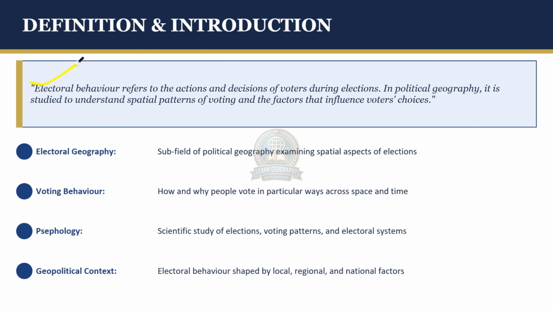Electoral behavior refers to the actions and decisions of voters during elections. In political geography, it is studied to understand spatial patterns of voting and the factors that influence voters' choices. Electoral geography is a subfield of political geography. It examines spatial aspects of elections. Voting behavior: how and why people vote in particular ways across space and time.